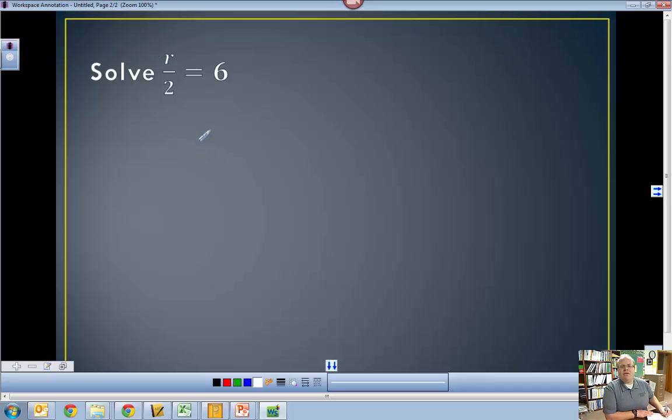Let's go through our first step. Our first step is to write this on a separate sheet of paper. So I'm just going to come over here and write it myself: r divided by 2 equals 6. I'll go through our steps. That was step 1. Step 2, do I have any subtraction? I don't, so I don't have to worry about step 2. Step 3, do I have any parentheses? Nope, so I don't have to worry about that one.